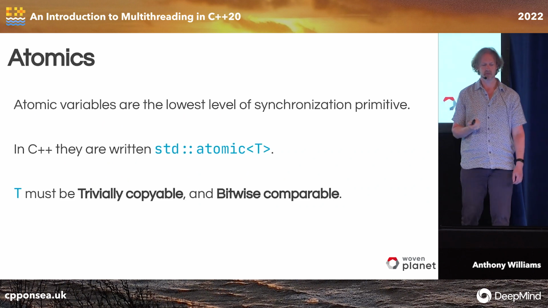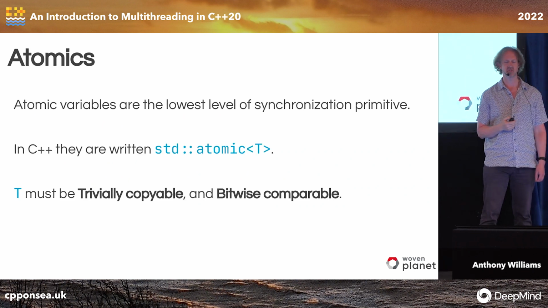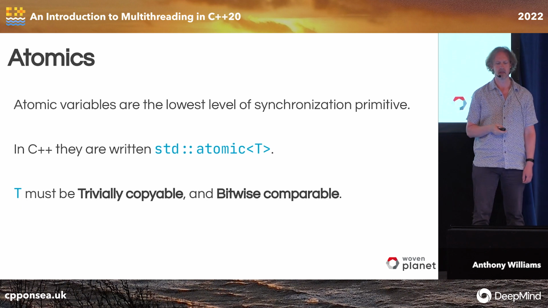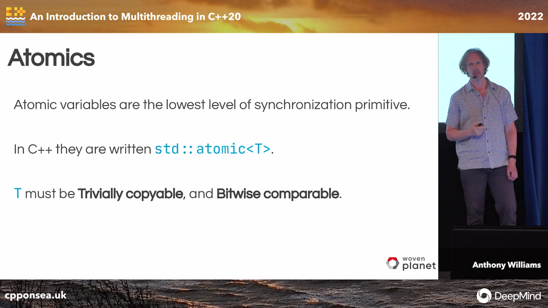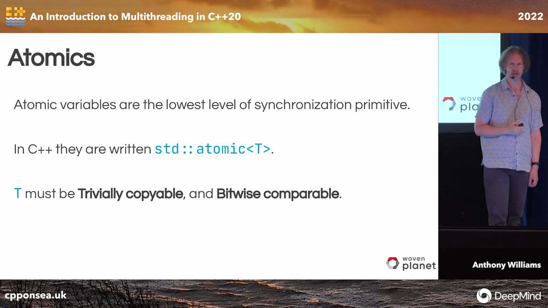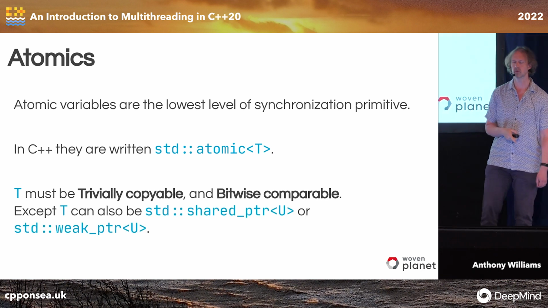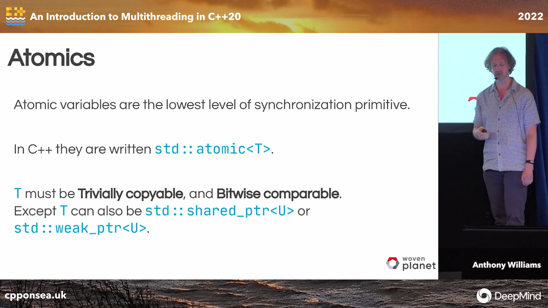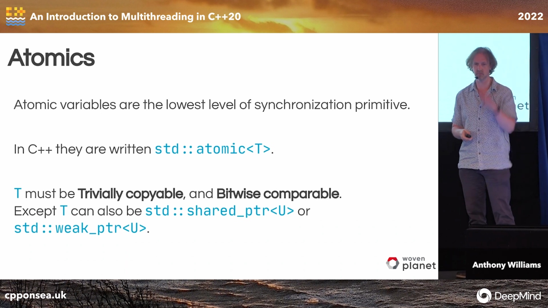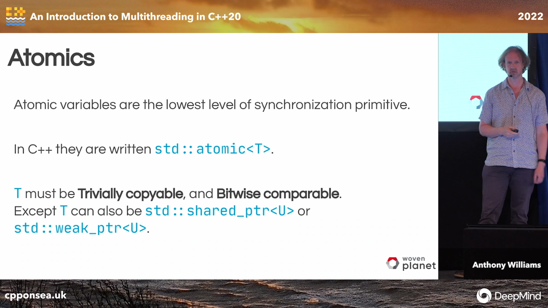Atomics are our lowest level. They are spelt as std::atomic of T. T must be trivially copyable and bitwise comparable. It still may or may not be lock-free, but this is what it is. Or T could be one of our smart pointers, std::shared_ptr or std::weak_ptr, because there's specializations for those.